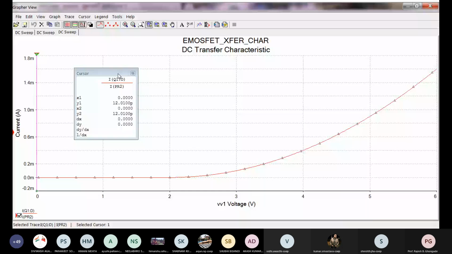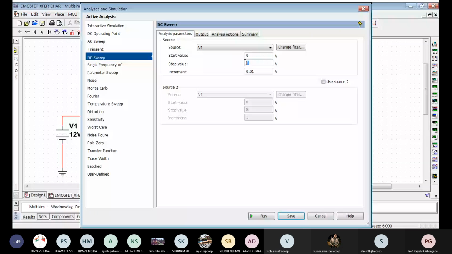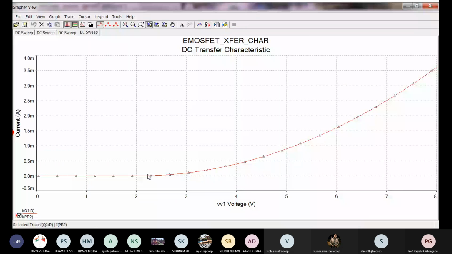The kind of curve that we have here, this is the transconductance characteristic. I'll increase the sweep to 8 volts so that it will be more pronounced. You can see that at 2 volts, which is the threshold voltage, the drain current starts increasing. It is non-zero, starting at exactly 2 volts, the threshold voltage we have set here. Different devices will have different threshold voltages. Is the transconductance characteristic clear to all of you?